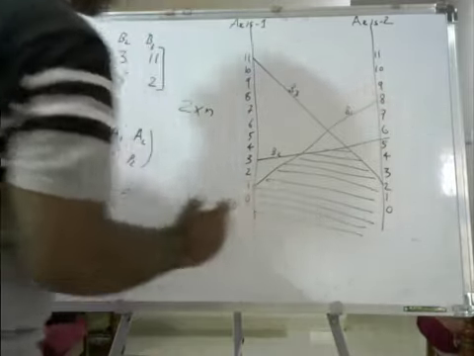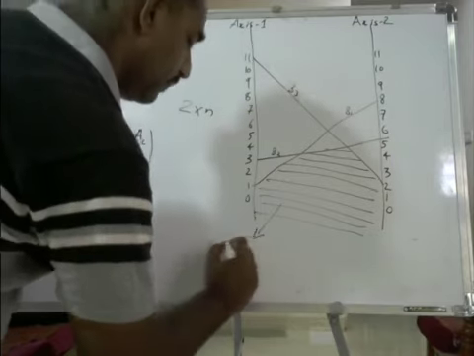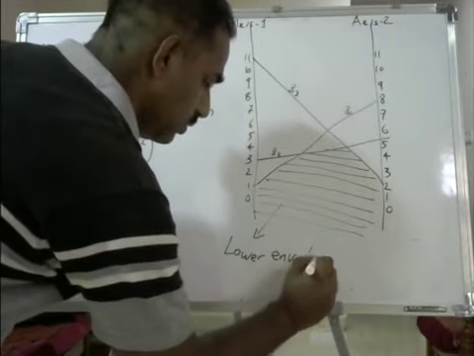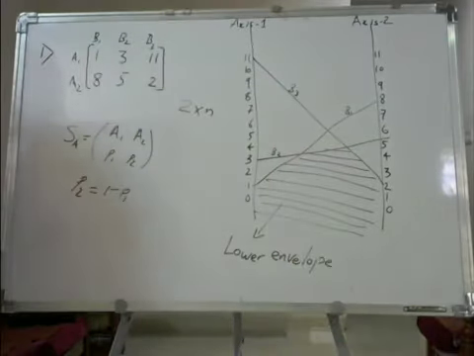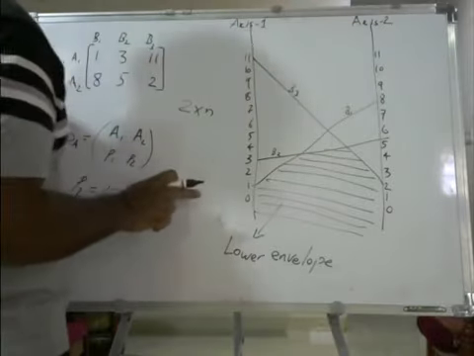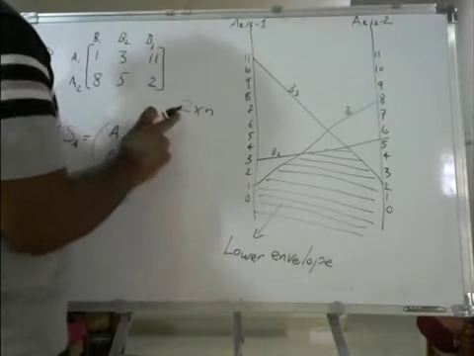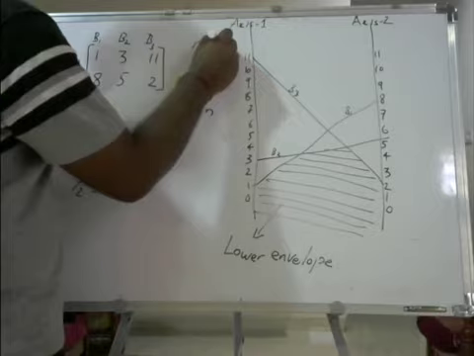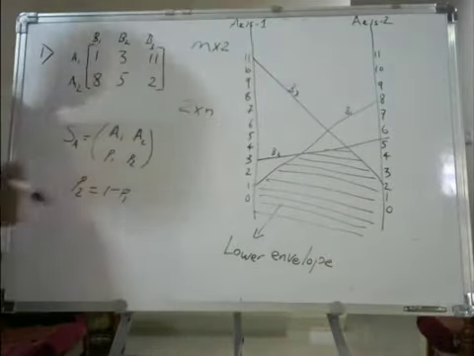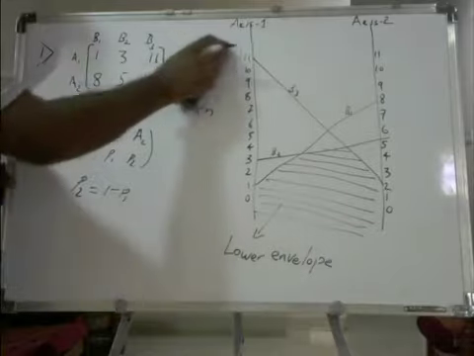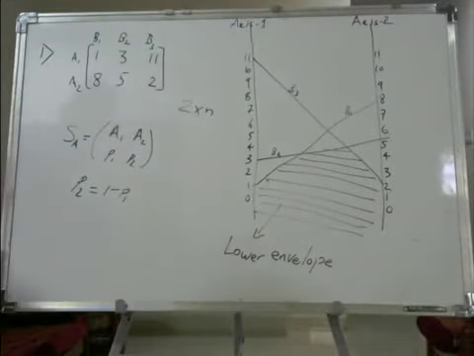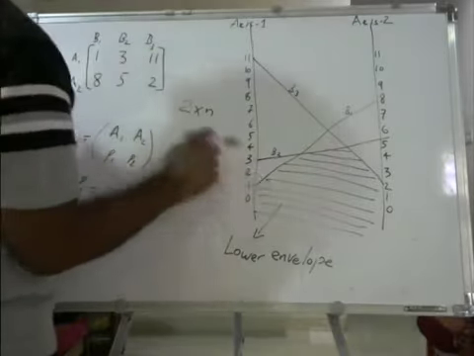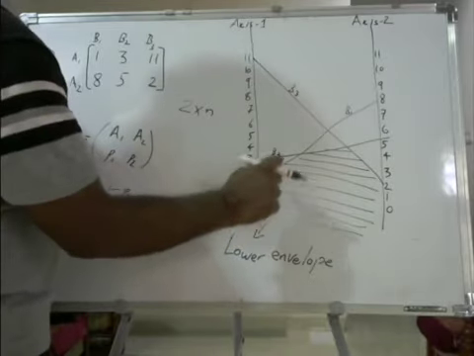Now this is called your lower envelope. We are taking the lower envelope because it is a 2 by n game. If it is an m by 2 game, you have to take the upper envelope. Anyway, now for the payoffs for A, A is getting the minimum gains.